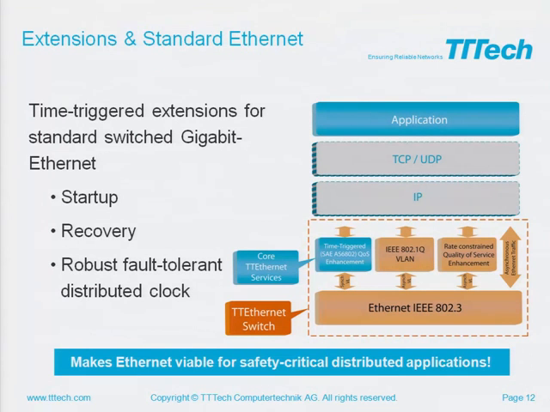How is that implemented? When we look at the OSI model, we see these services for clock synchronization, for example startup, recovery, and this fault-tolerant distributed clock algorithm. They are implemented on layer 2, and they are just an additional quality of service to the standard Ethernet layering. This means there is no modification of the frames. Also, on top you can run the standard Ethernet stack, like IP, UDP, TCP, depending on your needs. And this rate-constrained traffic is also just an additional quality of service to standard Ethernet.